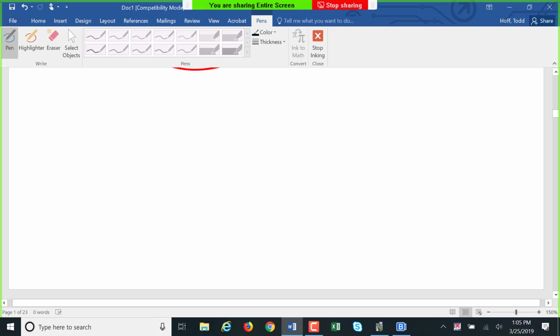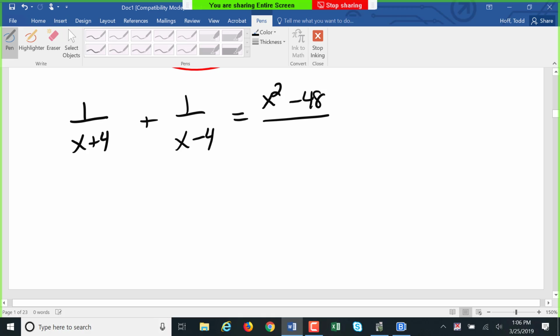Well, since we're having so much fun, let's try this one. I have denominators of x plus 4, x minus 4, and x squared plus 16.